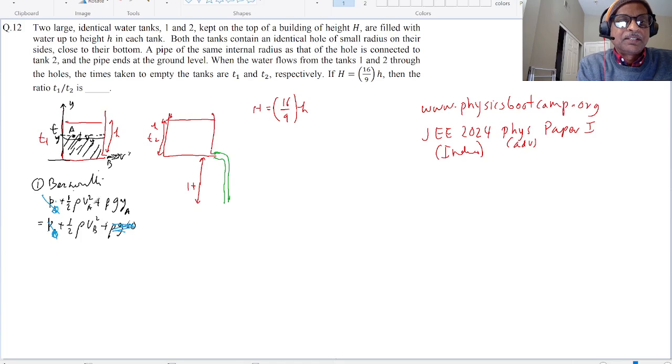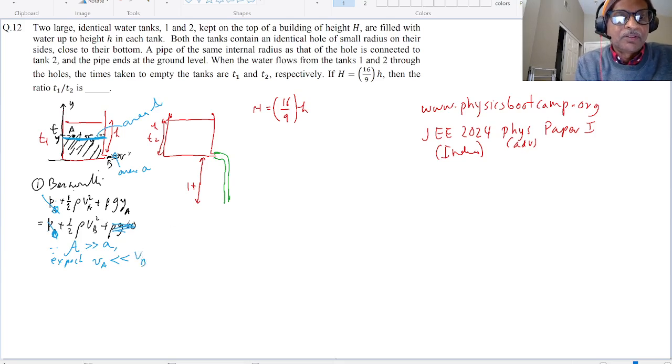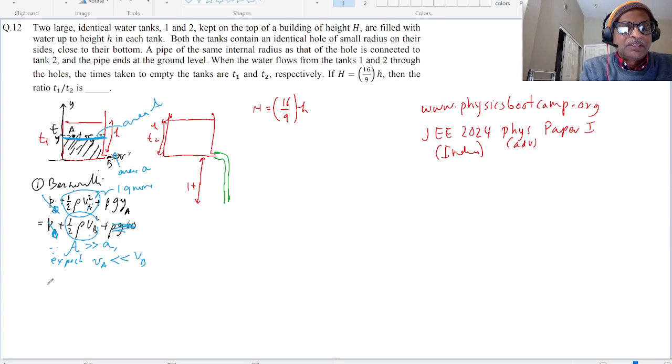Another thing you would notice is that for V at A, we are assuming that this area, let's call it script A, is much bigger than this area, let's call it little a. Since script A is much bigger than little a, we expect VA to be much less than VB. In the same expression, one is very small compared to the other, so we can just ignore it. So VB simply turns out to be the square root of 2gy, where y A is simply y.